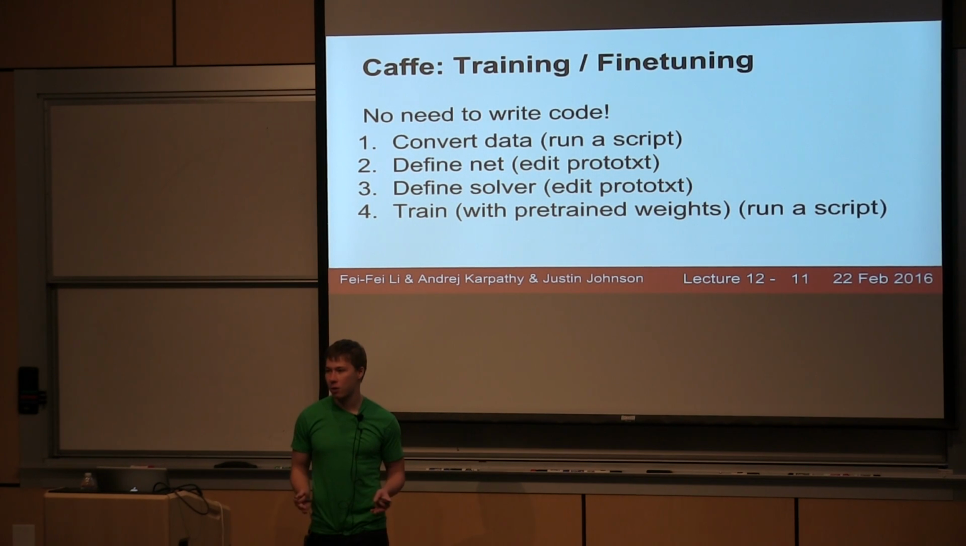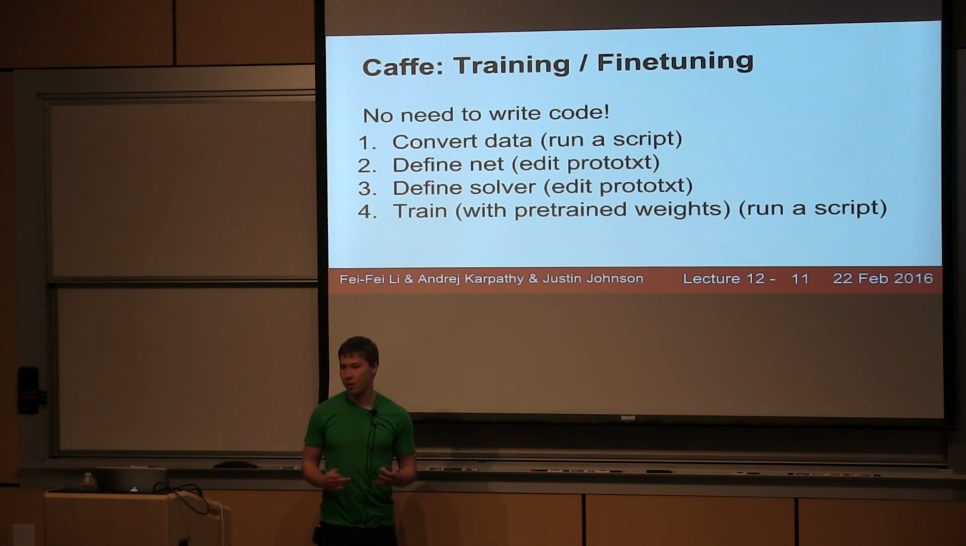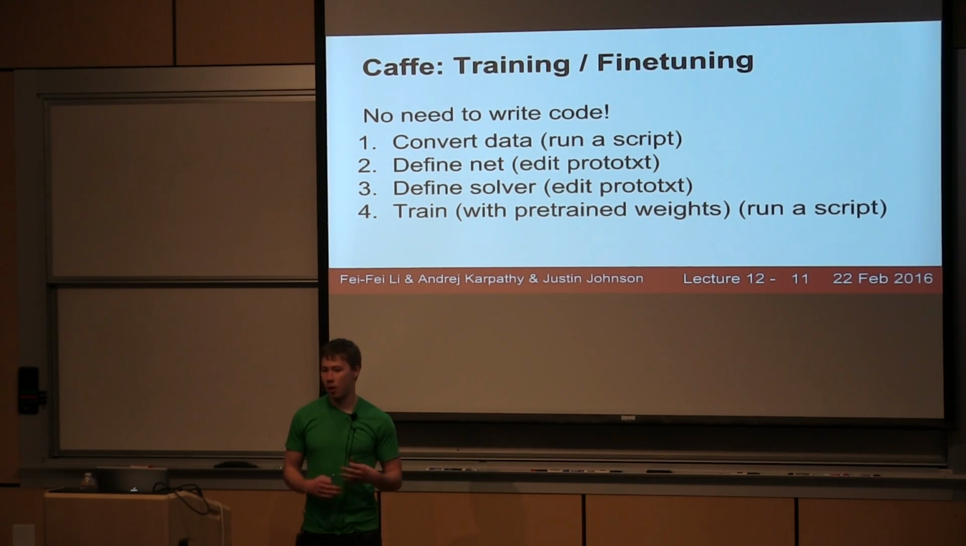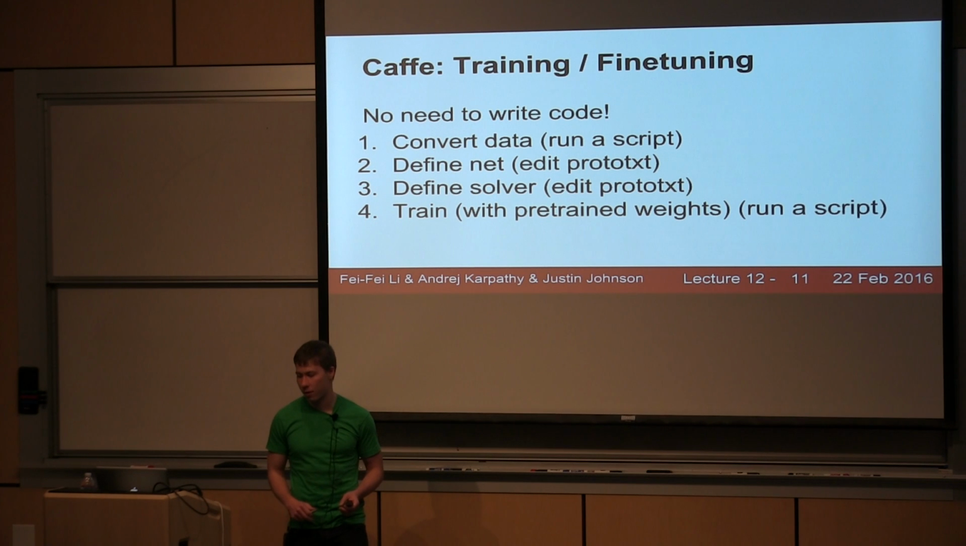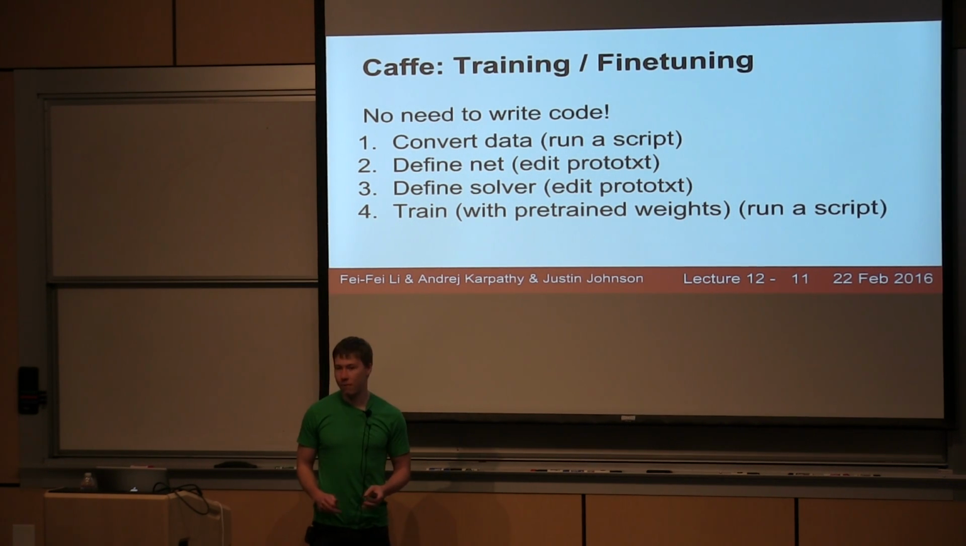Then you'll define your net file, which you'll do by just writing or editing one of these proto-txts. Then you'll define your solver, which again will just be a proto-txt text file that you can just work with in a text editor. And then you'll pass all of these things to this existing binary to train the model, and that'll spit out your trained Caffe model to disk that you can then use for other things. So even if you wanted to train ResNet on ImageNet, you could just follow this simple procedure and train a giant network without writing any code. So that's really cool.